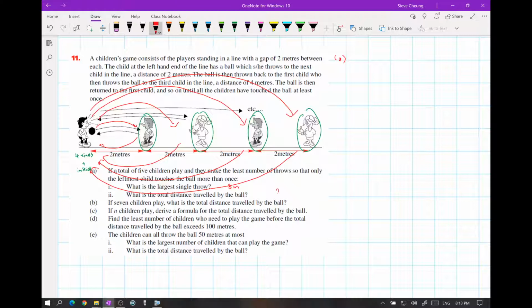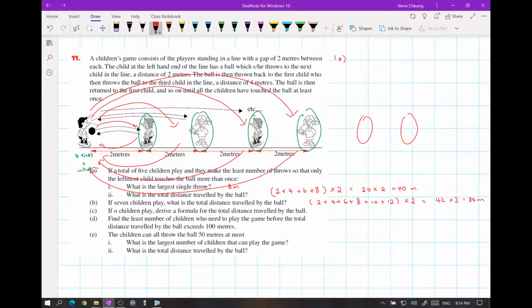The easy way is just to do 2 plus 4 plus 6 plus 8 for each forward toss, and then times it by 2 for the return, which is 20 times 2 meters. And then we have the same question, but with 7 children. So that means you do 2 more. So what is the total distance traveled by the ball? This is a good sort of number pattern building exercise. So that means I have to add 10 and 12. And that should be 6, 12, 20, 30, 42, 84.